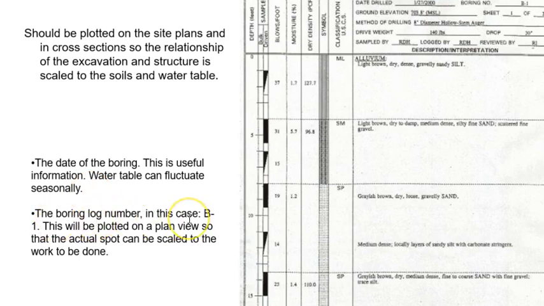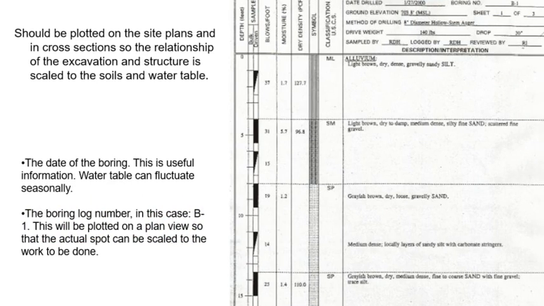And the boring log number, so in this case it's B1, so there at the very top you see B1. Depending on the size of the site, it could be a handful of boring logs, or it could be dozens of boring logs. So identifying each one by name or number is important, and then showing where that log corresponds to the site plan is of course very important, because over a large site obviously conditions could vary.